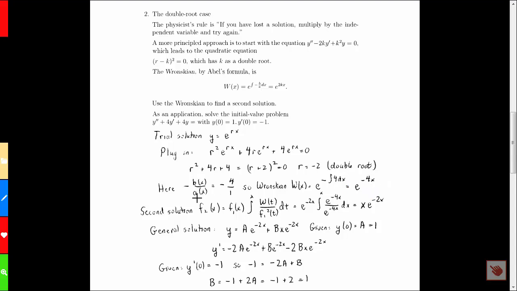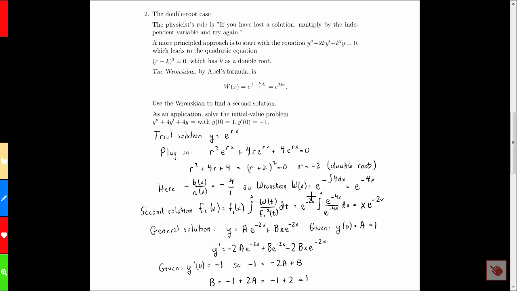Now that we've got that, we've got our formula for the second basis vector for the kernel, f2 of x. We take f1 of x, which we've already found, and integrate the Wronskian over the square of the solution already found with respect to t.